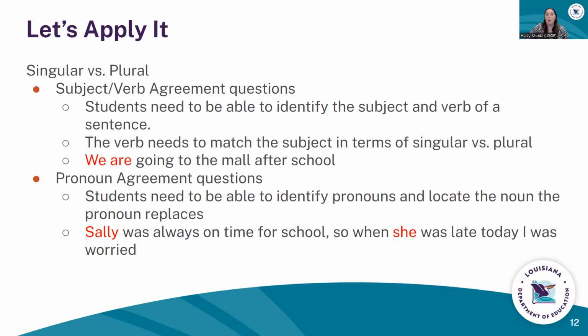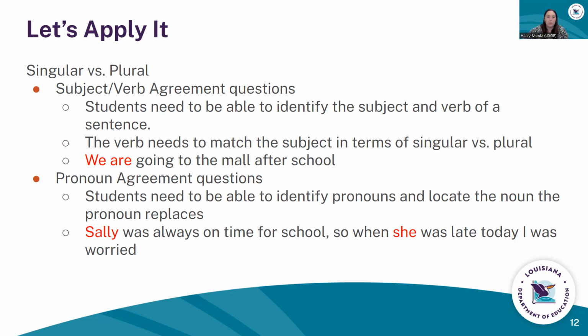So for example, Sally was always on time for school. So when she was late today, I was worried. Sally is my noun that the word she in the second part of the sentence is referring to. So I need to make sure that, because I know Sally is a girl and it's a singular person, I'm using a singular feminine pronoun to refer to Sally.